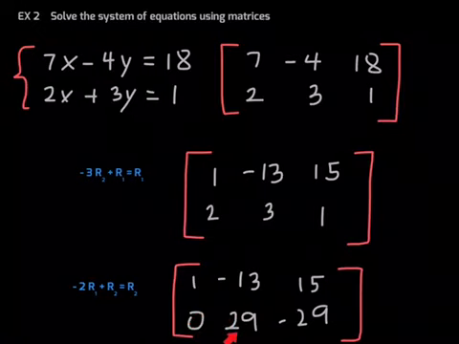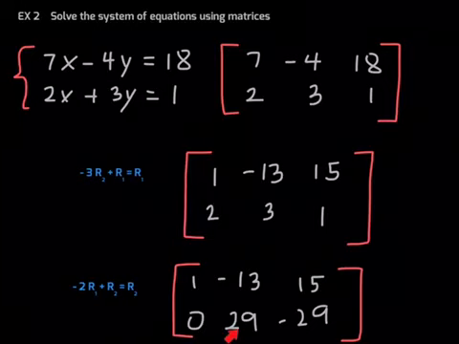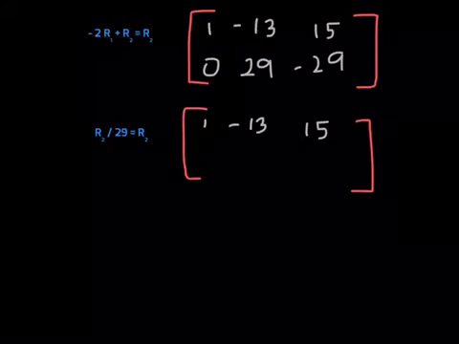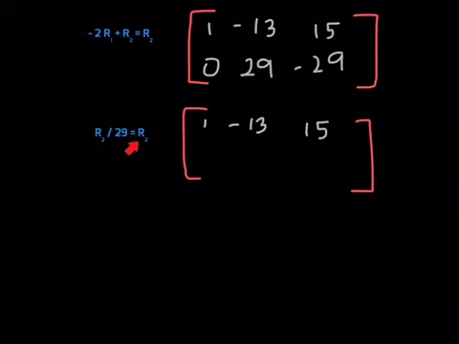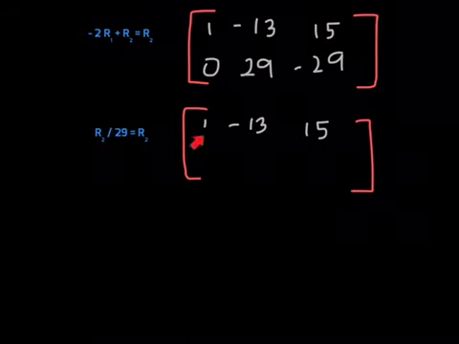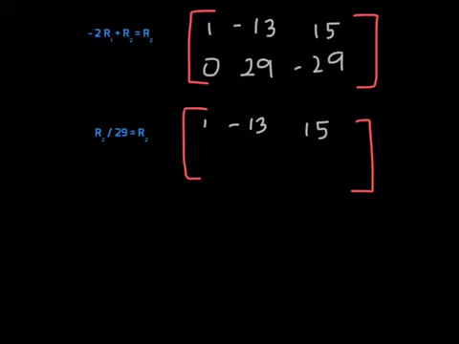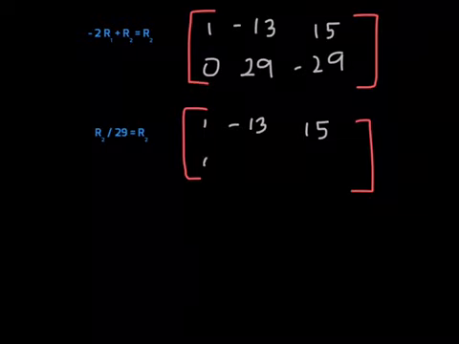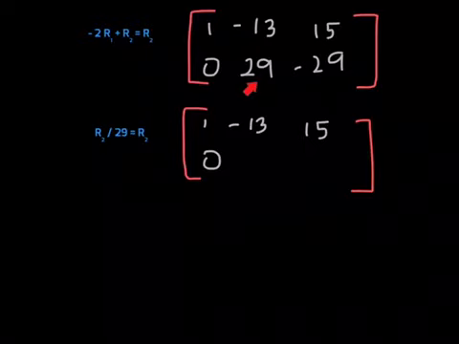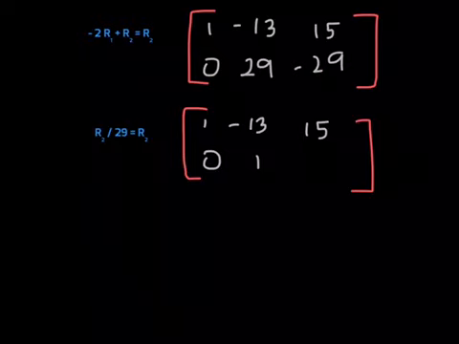Now I need this second row, second column entry to be a positive 1, and I can achieve that if I divide row 2 by 29. Okay, I wrote down what it is we're doing, row 2 divided by 29, and that's my brand new row number 2. I'm not changing row 1, so I copied it down first things first. All right, here we go. Row 2 divided by 29. 0 divided by 29 is 0. 29 divided by itself is 1. Negative 29 divided by 29 is negative 1.